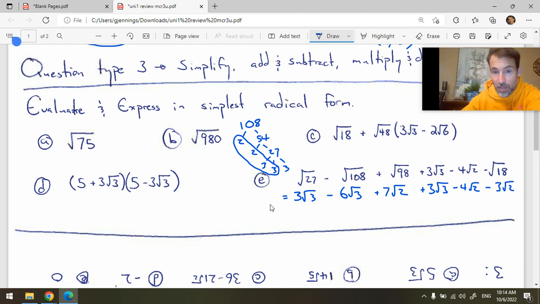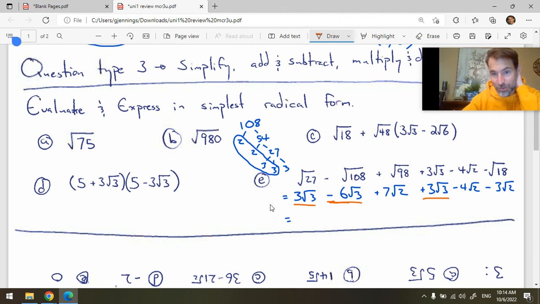Okay, so let's add them up. So we notice that we only have root 3's and root 2's. Okay, let's do our root 3's first. We might do some like highlighting like this, because there's a root 3, there's a root 3. Make sure you include that negative. There's a root 3, and that's it. So 3 root 3 minus 6 root 3 plus 3 root 3. Oh, that's 0 root 3.